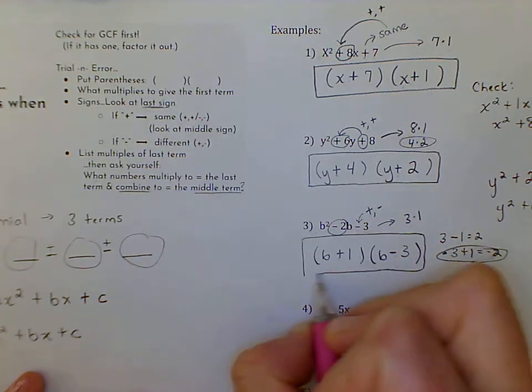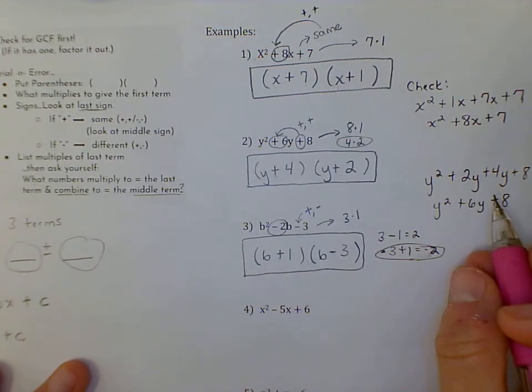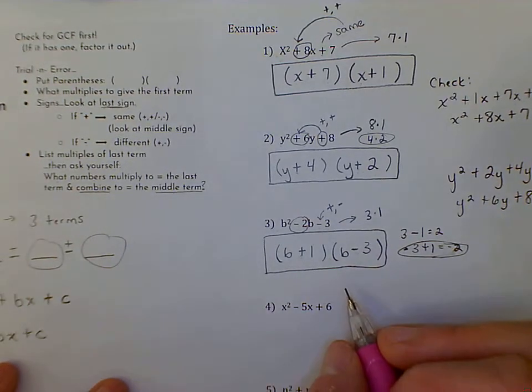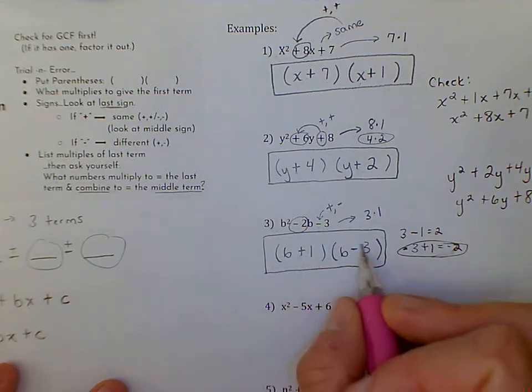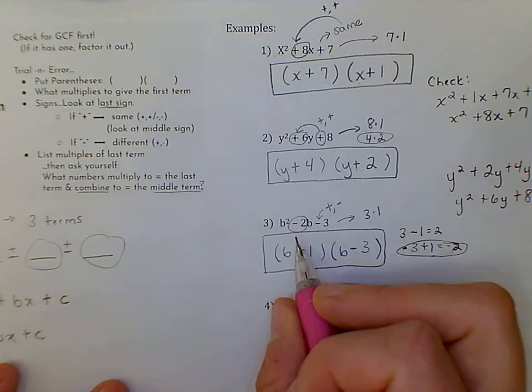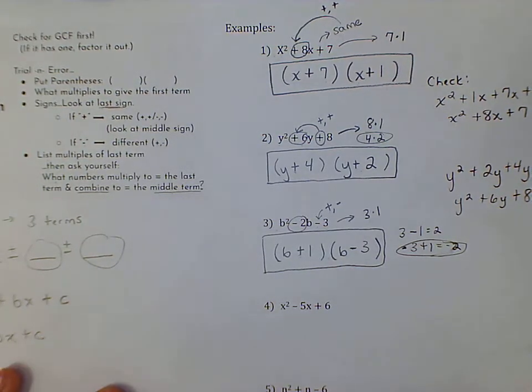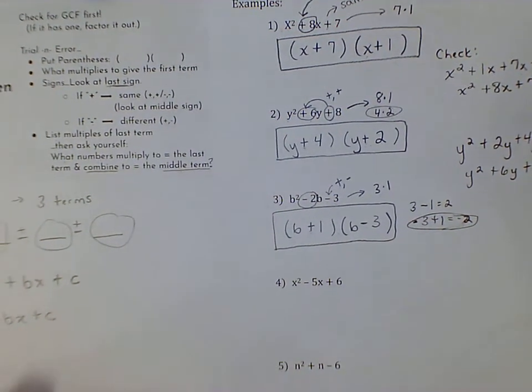And then you could check it, because remember, you can go to the side and multiply it out like I did here, so don't forget about that. But if I take a positive 1 minus 3, I end up getting negative 2. So I know that's my answer. All right, let's do another one.